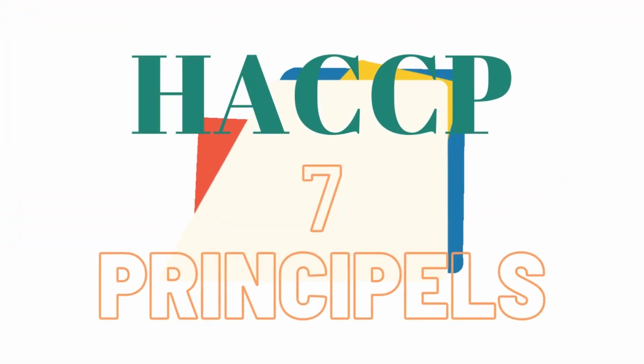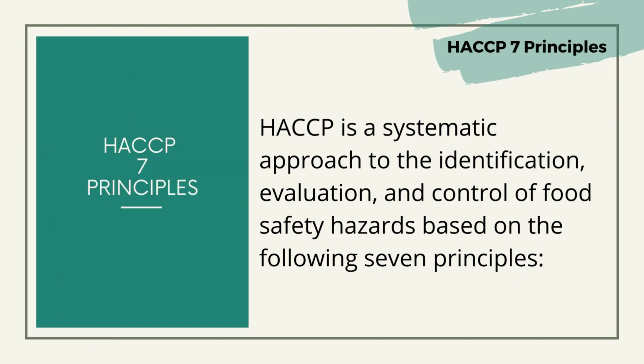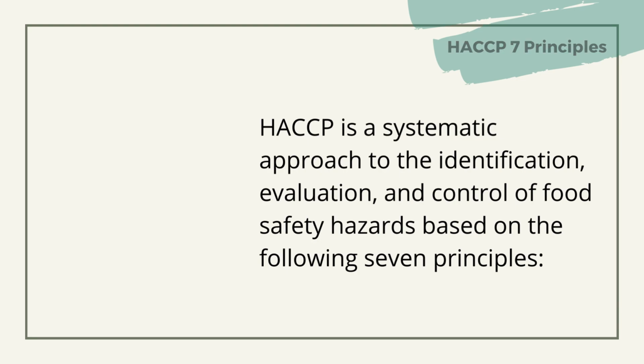Hazard Analysis Critical Control Point 7 Principles. Hazard Analysis Critical Control Point is a systematic approach to the identification, evaluation, and control of food safety hazards based on the following 7 principles.